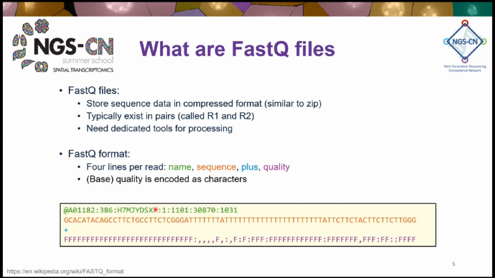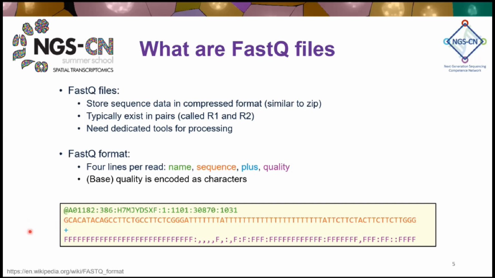The next line would be the actual sequence. This is what you're interested in, what contains the data of your experiment, and which will be analyzed. Then the third line is typically a plus sign. This is just by convention. You won't see another character there.